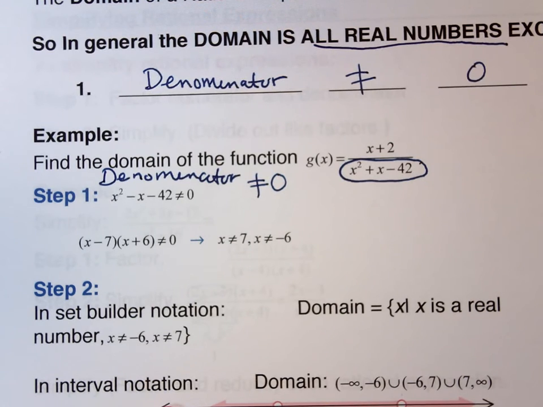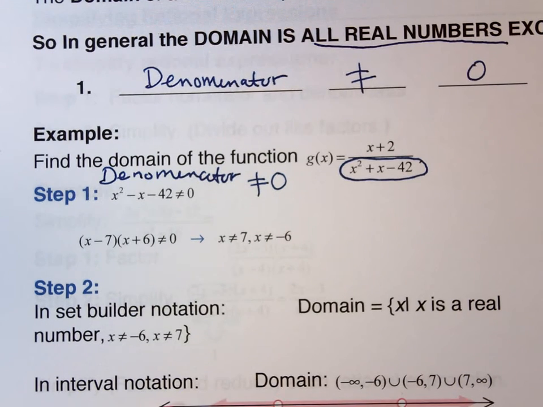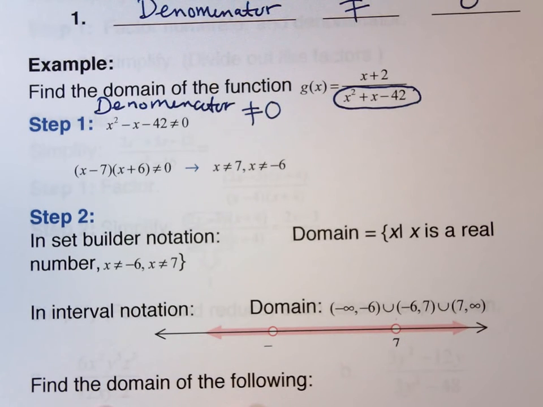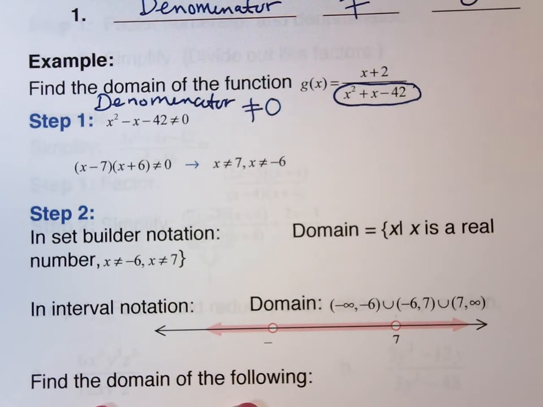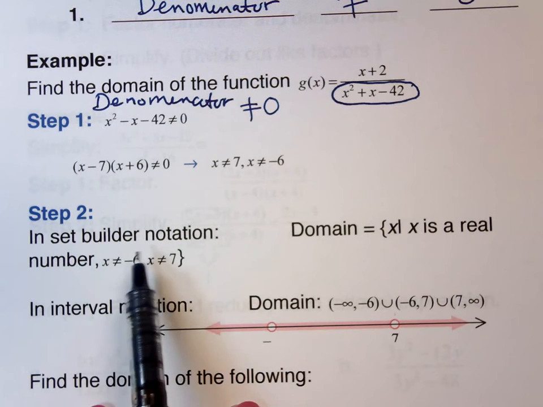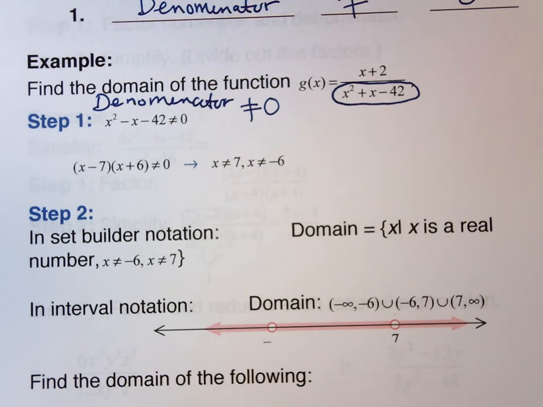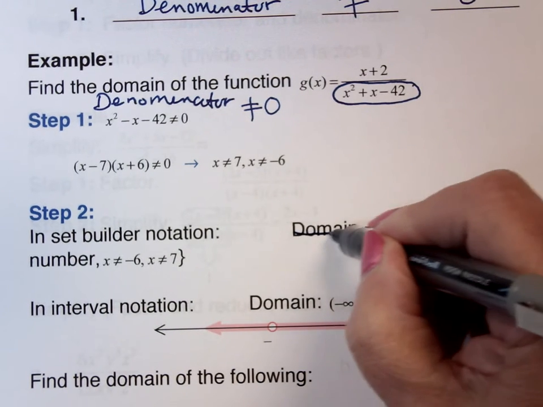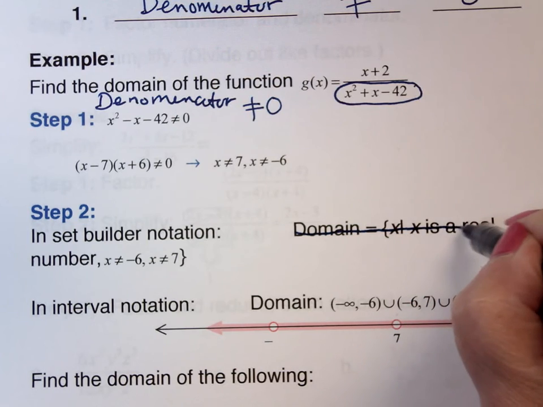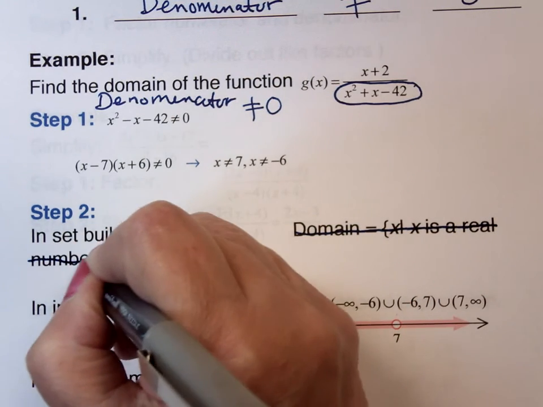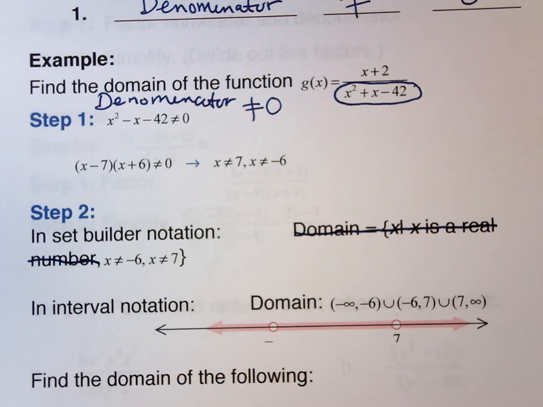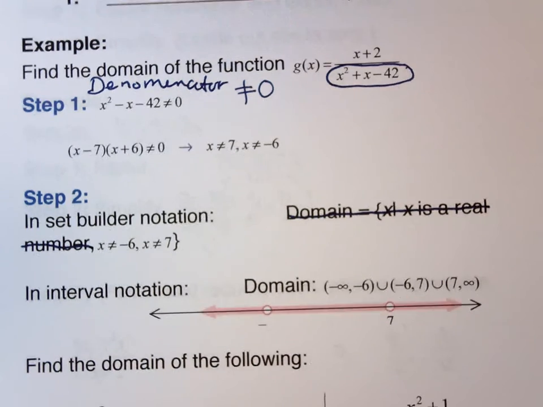Now, this is what your book does, and I don't want you to worry about it, because I think it's stupid. Your book puts in step 2, put it in set builder notation. Who cares? As far as I'm concerned, the answer is x can't be negative 6, x can't be 7. You're wasting a lot of effort otherwise. But some books get into the set stuff pretty heavily.